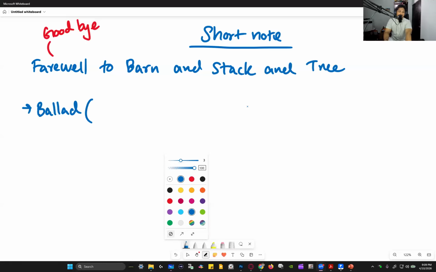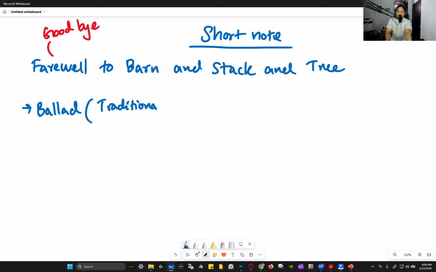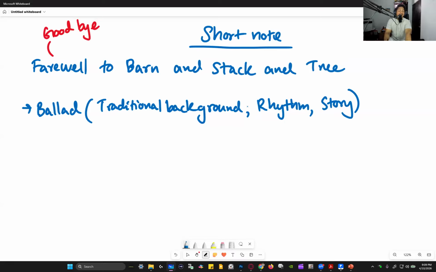It is a poem, a traditional poem, right? It has a traditional background. You can write this down if you like. It has a rhythm. And then there is a narrative. There is a story that we can follow.